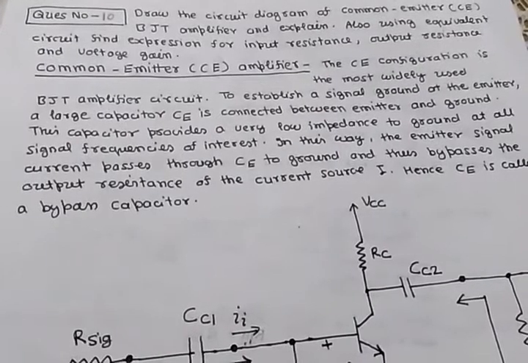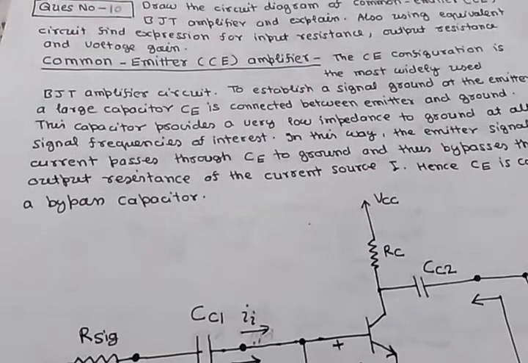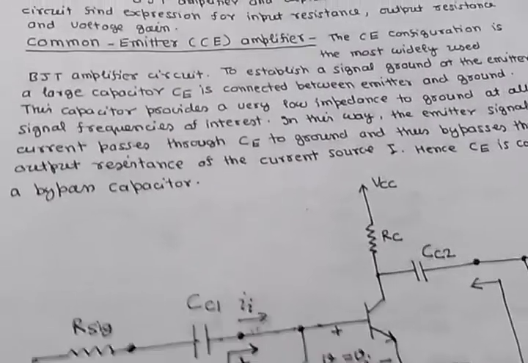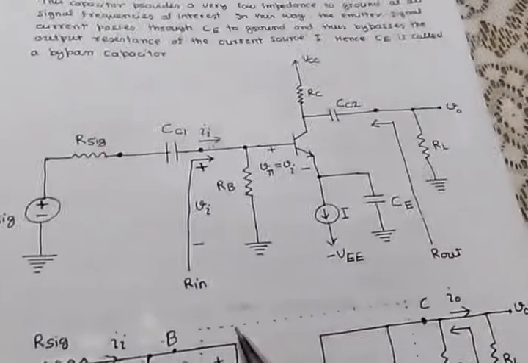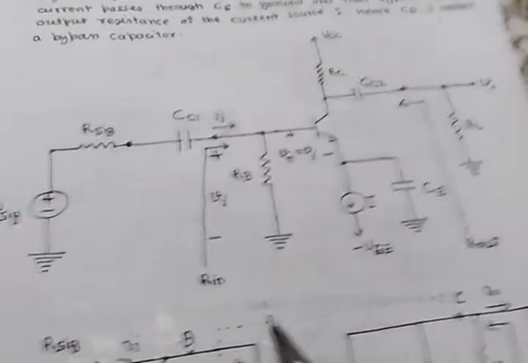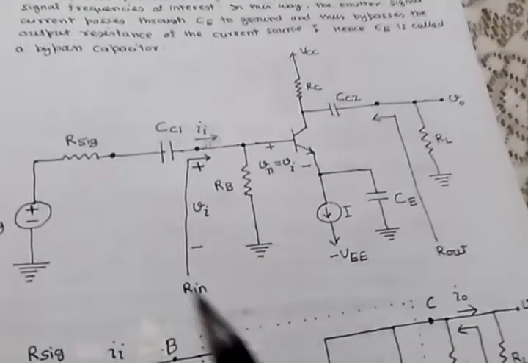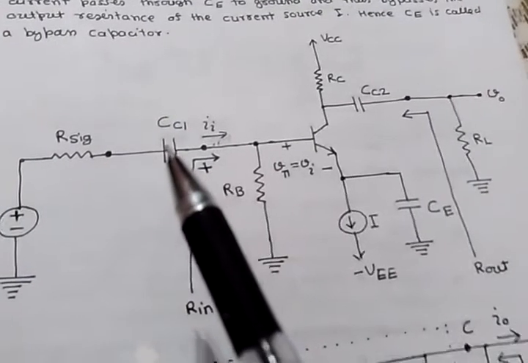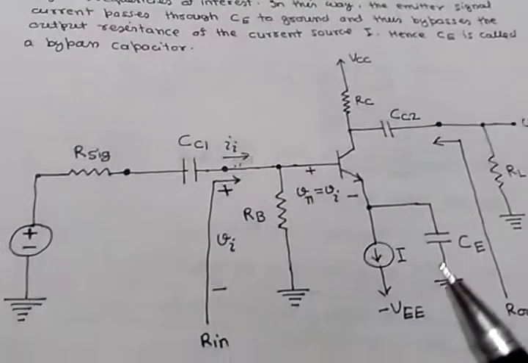In this video, we will find the input resistance, output resistance and voltage gain of common emitter amplifier. This is the circuit diagram of common emitter amplifier. As we are seeing in this circuit, we have used two coupling capacitors CC1, CC2 and one bypass capacitor CE.